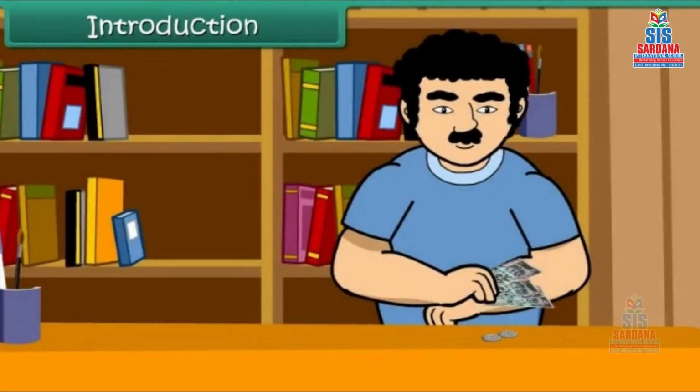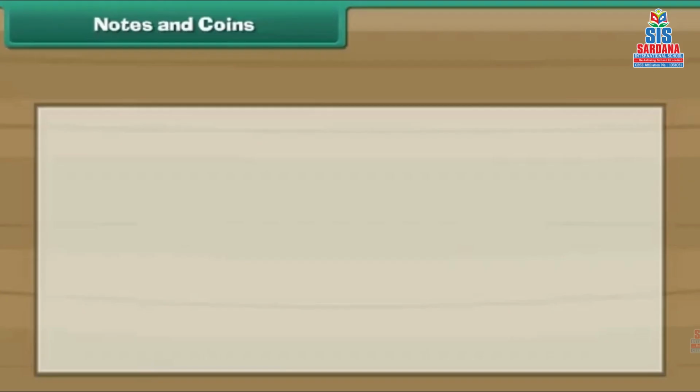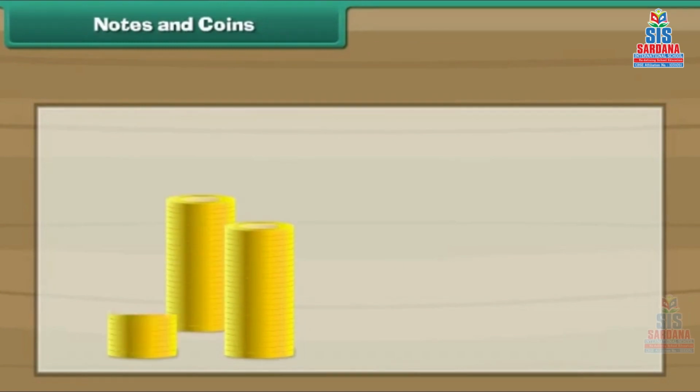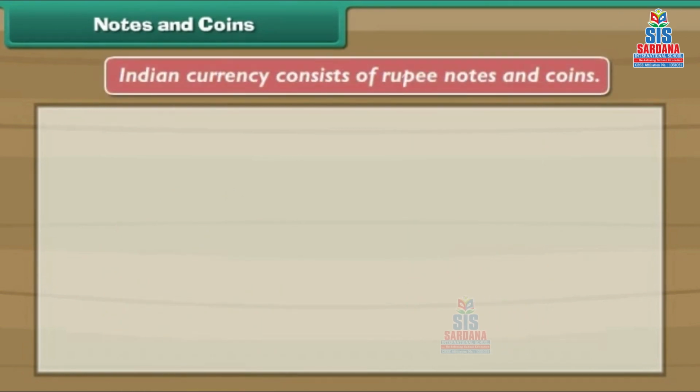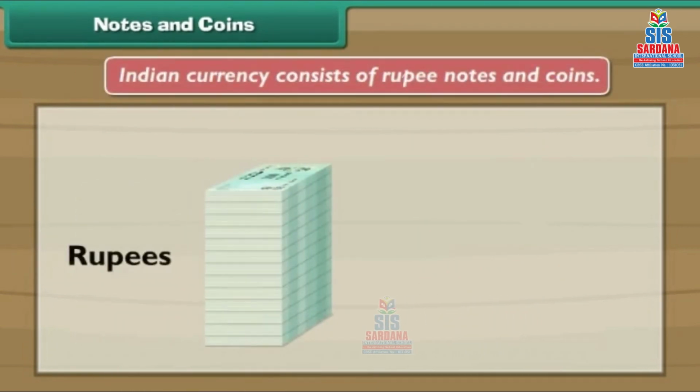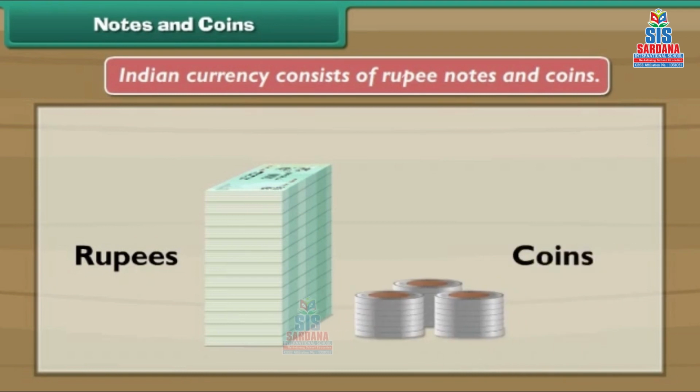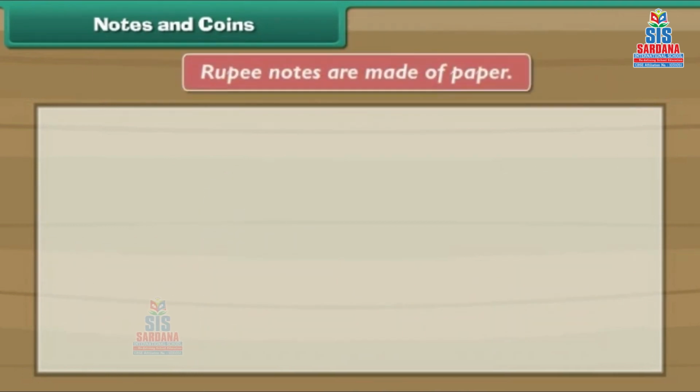We buy pins, chocolates, biscuits, toys, tickets, books, cars, houses, etc. with money. In this lesson, you will learn about money, notes and coins. Currency is the money used in a country. Indian currency consists of rupee notes and coins. They are of different values.